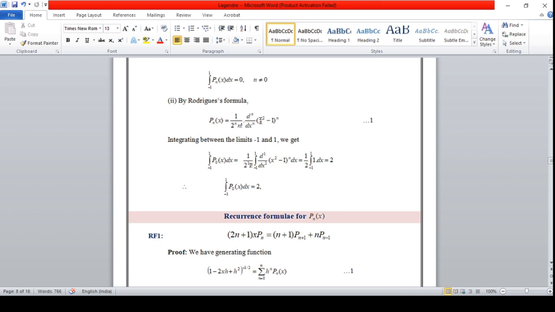Now the second part, again Rodrigues formula, integrate between minus 1 to 1, same. P0(x) dx, substitute n is equal to 0. The value of P0 is 1, so the integration from minus 1 to 1 of P0(x) dx is equal to 2. This is the complete example.